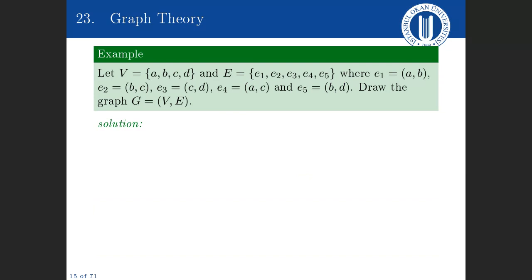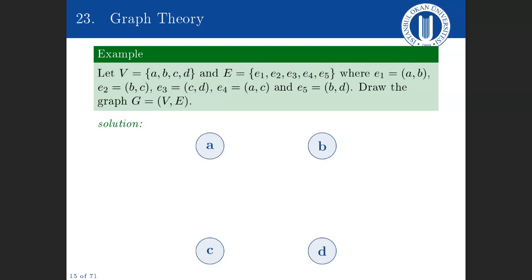For example, let V be the set containing 4 vertices, we'll call them A, B, C, and D, and let E be the set containing 5 edges, we'll call them E1, E2, E3, E4, and E5. And then we're told that E1 is the edge which joins A and B, E2 is the edge which joins B and C, etc. And then the question asks us to draw this graph. The first thing to do is to draw the vertices, A, B, C, and D.